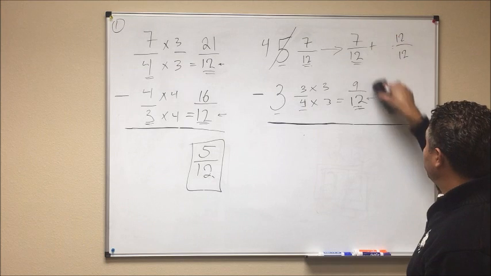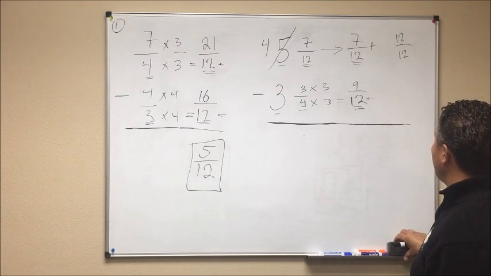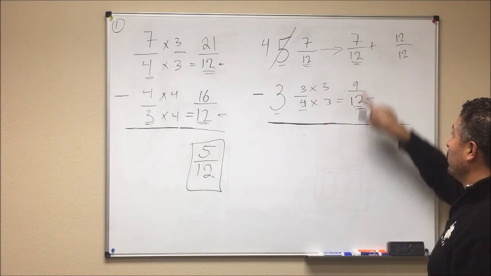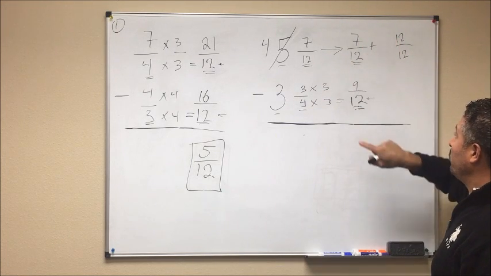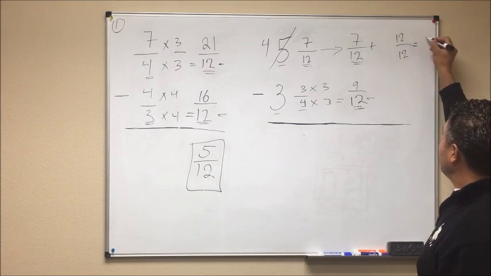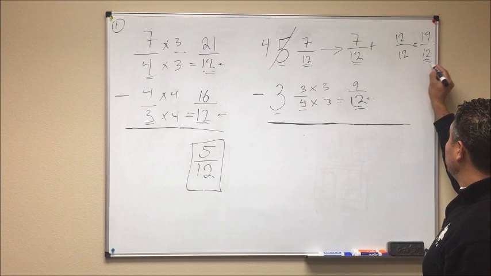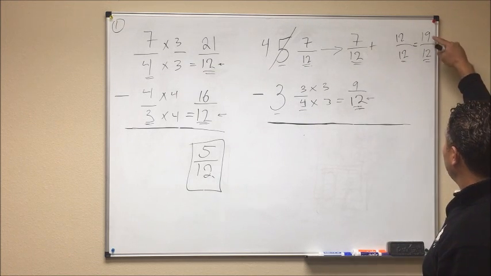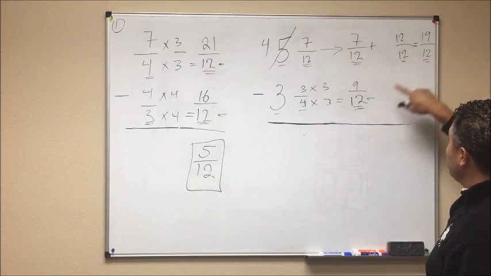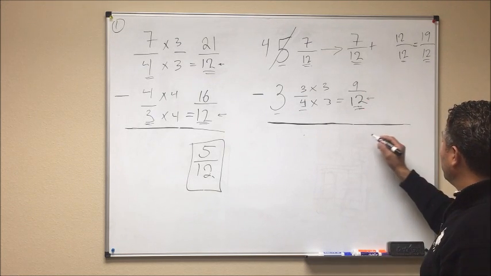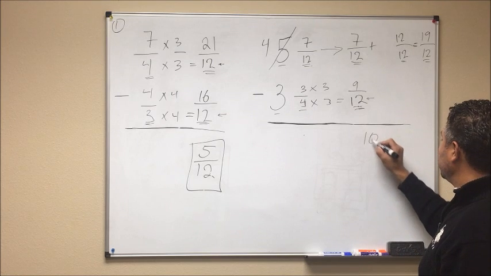So this 1 disappears. And now we're able to add this one plus that 1 that we borrowed. So 12 plus 7 equals 19, and then the king just carries on. He doesn't change. So now we've got 19 over 12 minus 9 over 12. So our answer becomes 10 over 12.